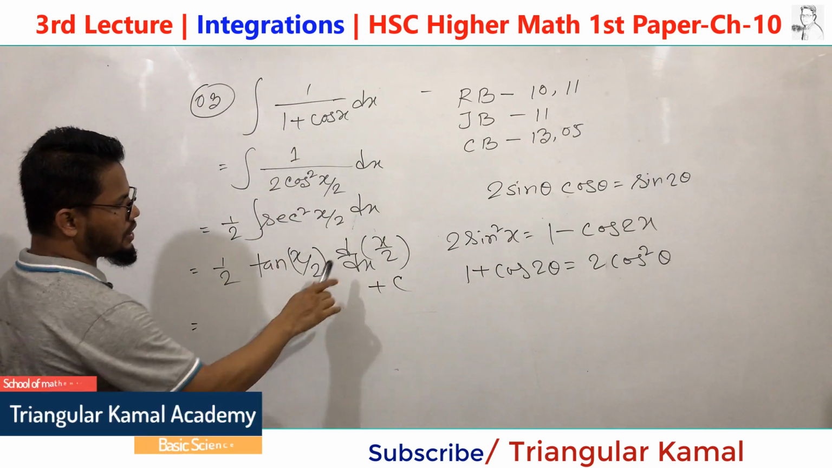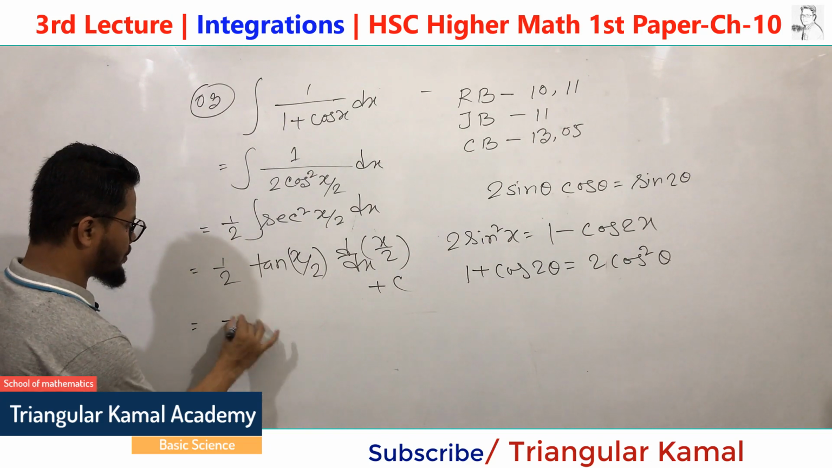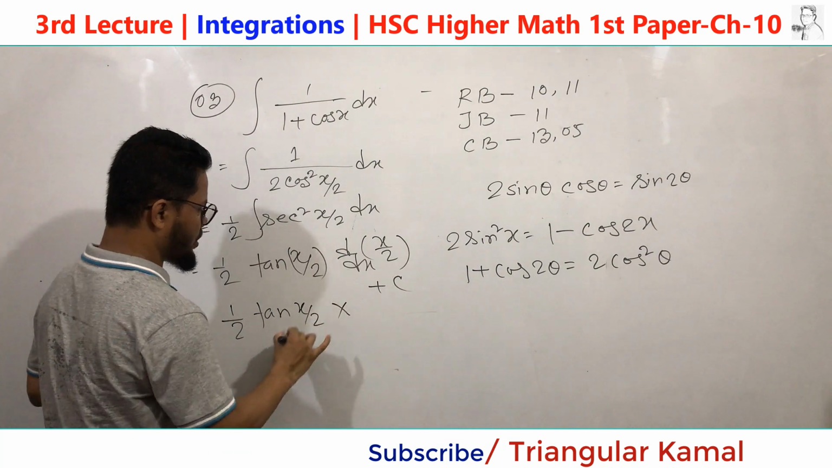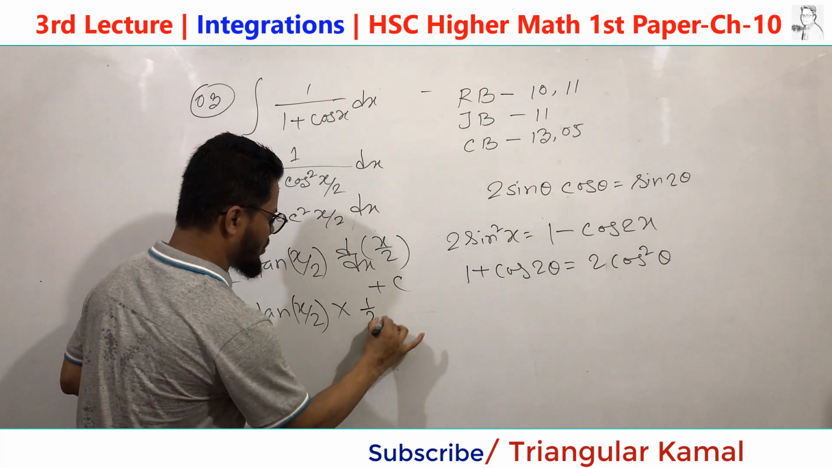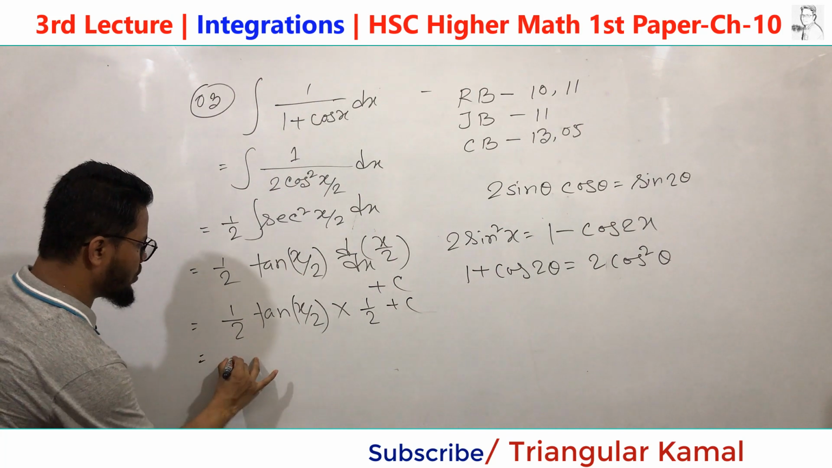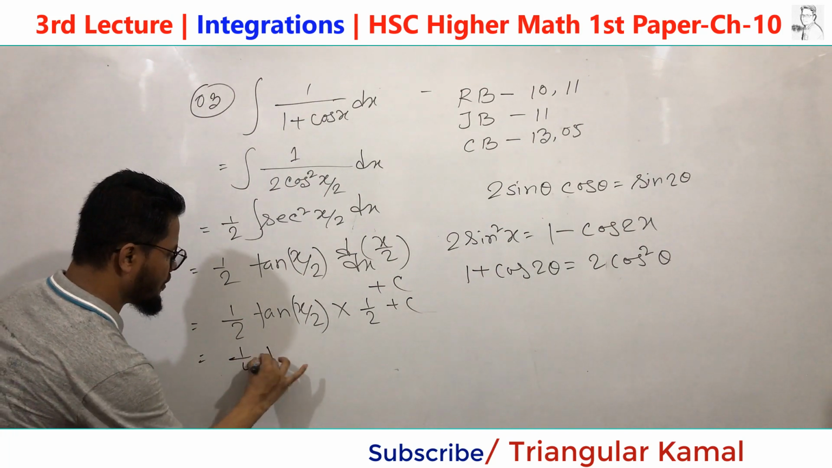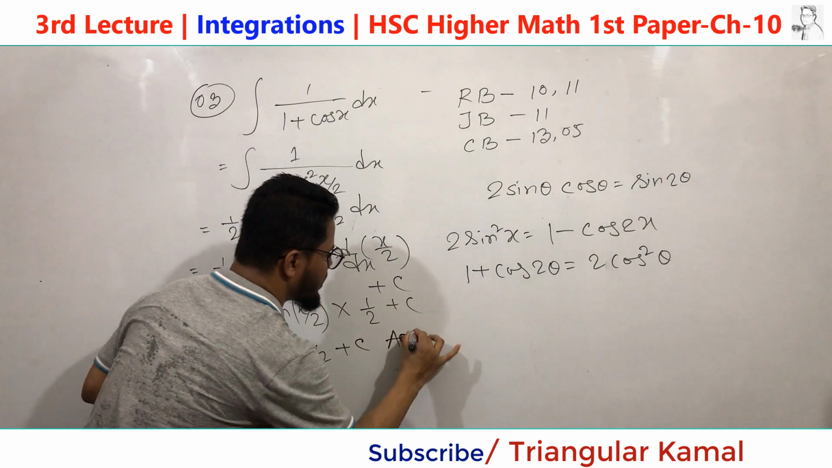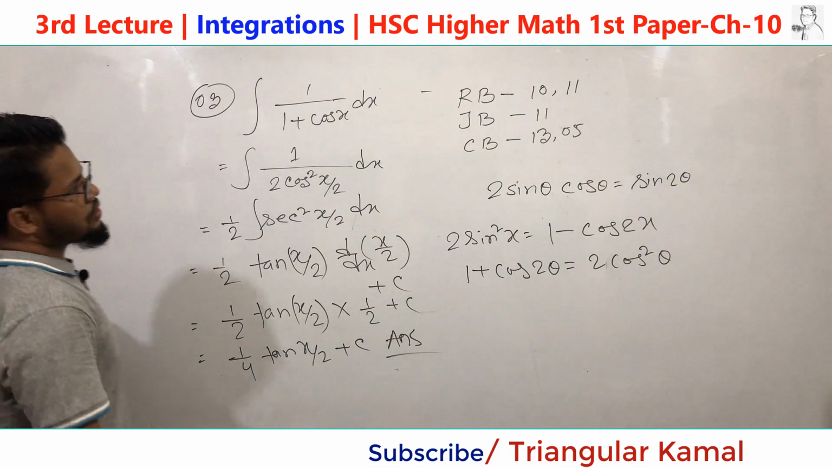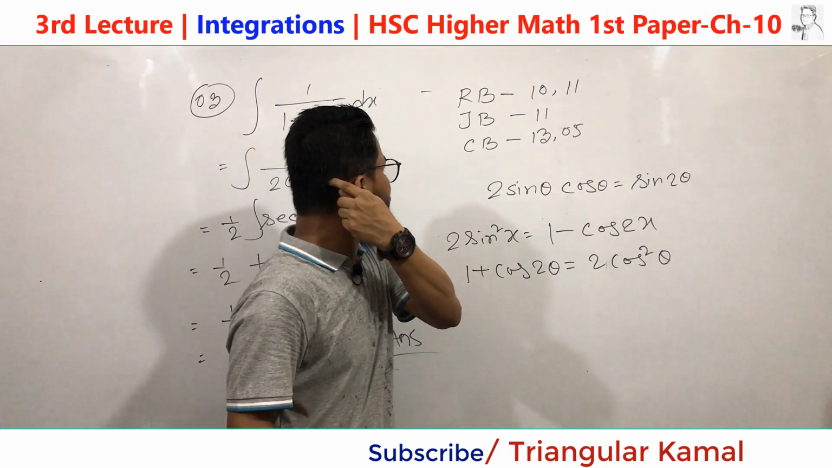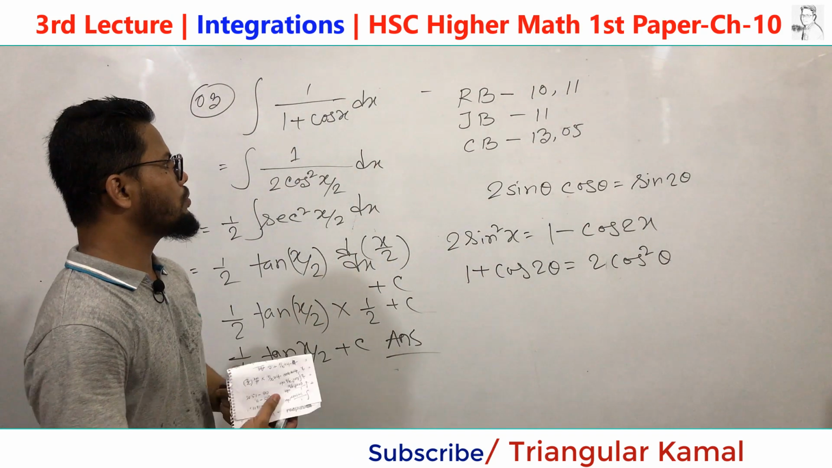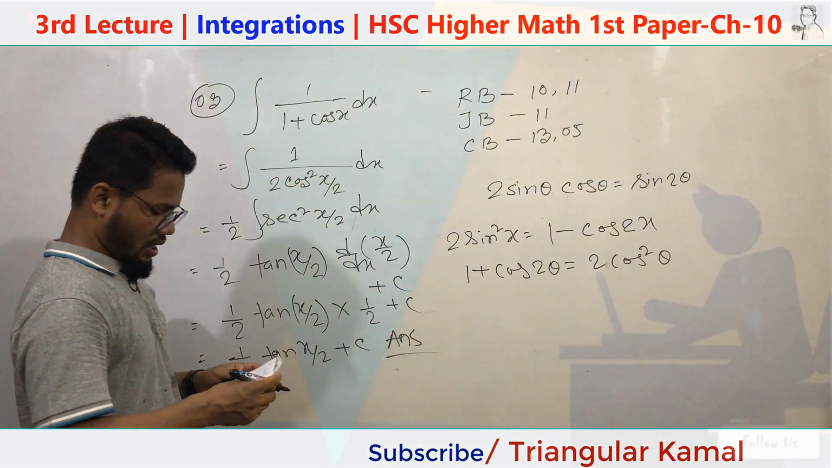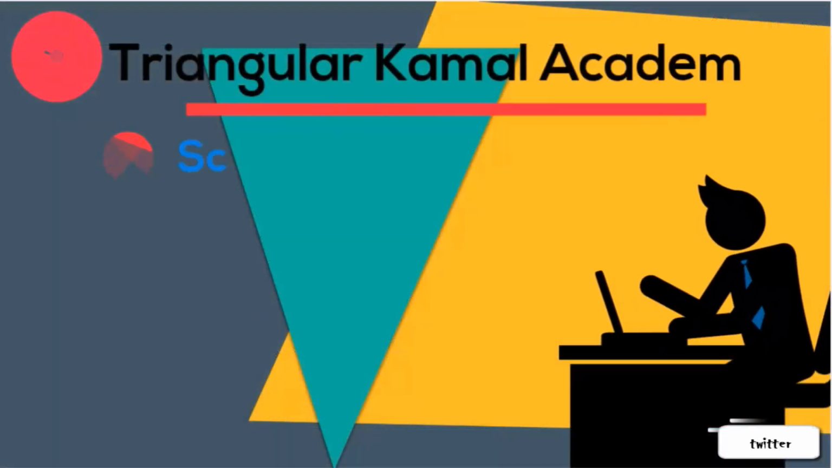Now the final result you will get here, half times 1 by 2 tan x by 2 multiplied with 1 by 2 plus c. So dear students, this one will be now 1 by 4 tan of x by 2 plus c, which is our final answer. These questions basically came 2013 in Chittagong board and Jessore board 11, Rajshahi board 10 and 11. So most important question. So let's practice another one.